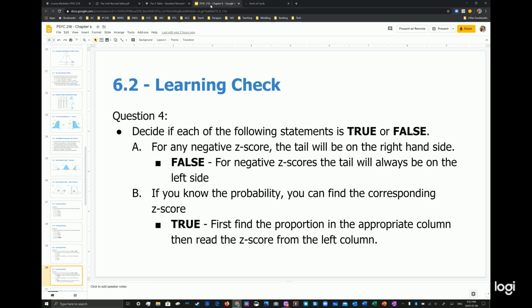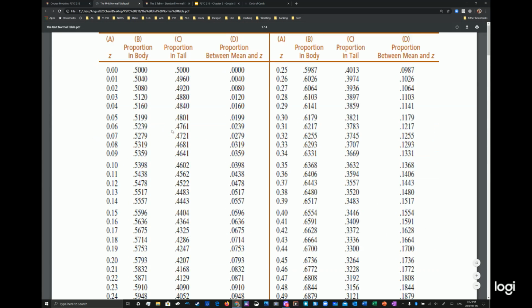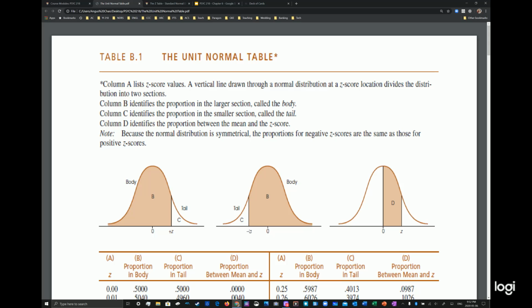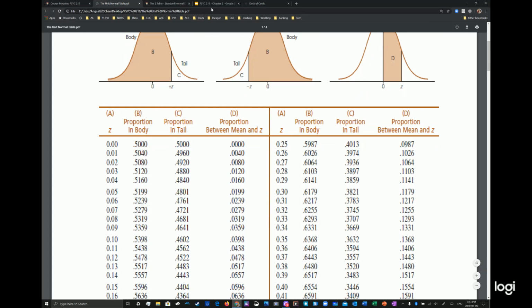For a negative Z score, the tail is on the left side. Just like this table would tell us. This picture shows it very quickly. For a negative Z score, the tail is still the smaller portion. It's on the left this time. And the body is going to be the larger portion. That's going to be on the right side, which is the flip or mirror image of a positive Z score. Okay. And for B, if you know the proportion, then you can find the Z score in the leftmost column. In this case, it will be column A, which we've just done in the practice question.